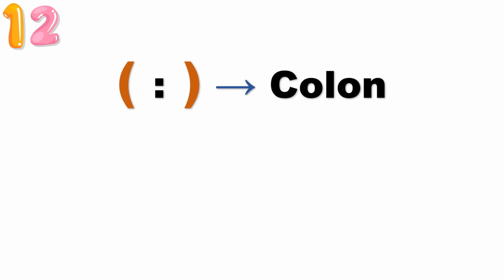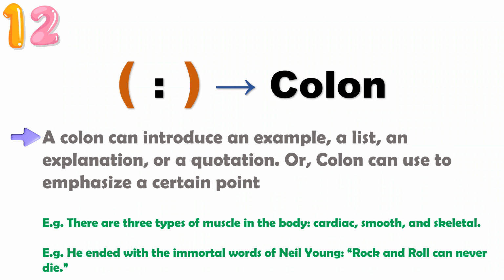Colon. A colon can introduce an example, a list, an explanation, or a quotation, or a colon can be used to emphasize a certain point. For example, there are 3 types of muscle in the body: cardiac, smooth, and skeletal. For example, he ended with the immortal words of Neil Young, "Rock and roll can never die."